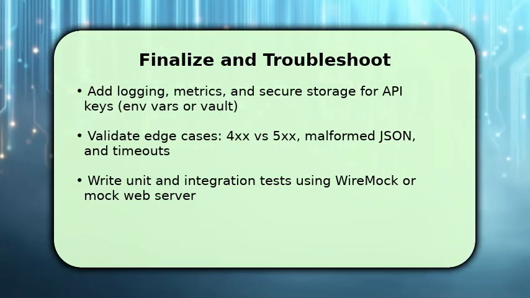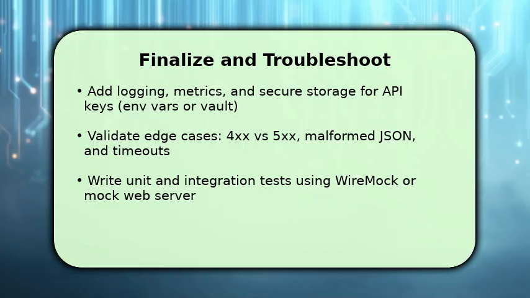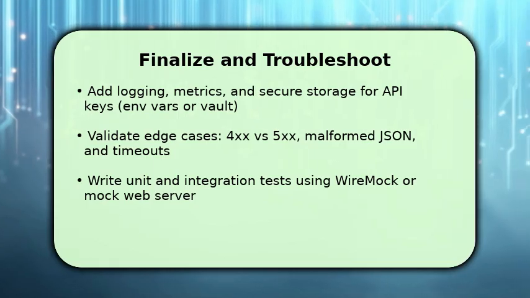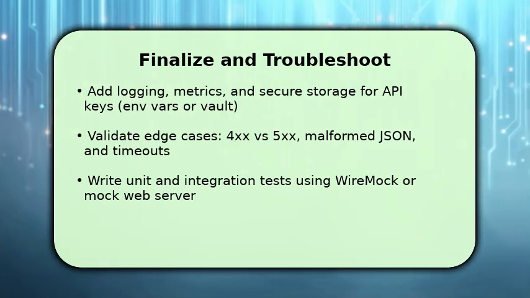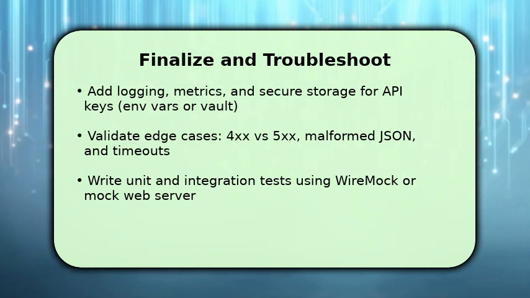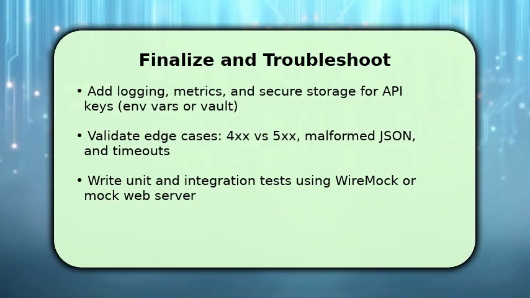Make sure to validate edge cases like rate limiting, 4xx client errors versus 5xx server errors, malformed JSON, and slow responses. If something goes wrong, first reproduce with a mock server, inspect headers and payloads, then check API key scope and rate limit headers. That single troubleshooting step usually reveals the issue.